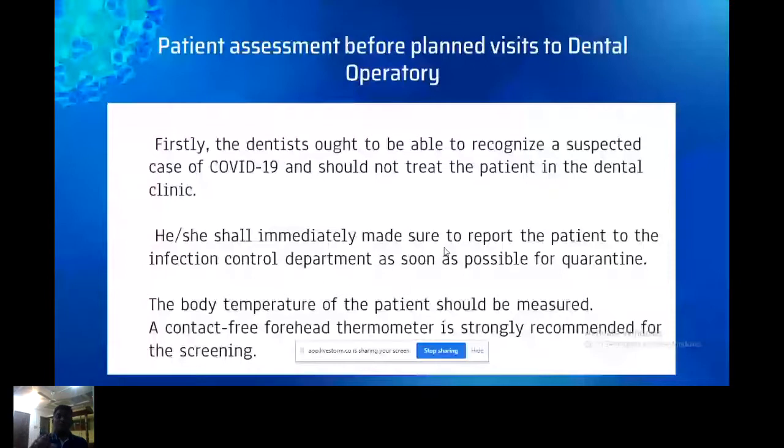Whenever you do these things like thermometer and SpO2, and the body temperature is raised and the SpO2 level is down, immediately try to contact the infection control room and report that patient to the infection control room. Here the dentist will have a major role in preventing the spread of this disease, where we can actually play an important role.